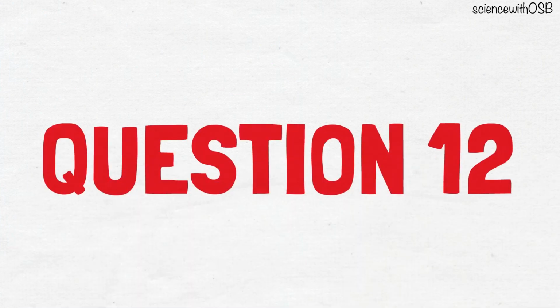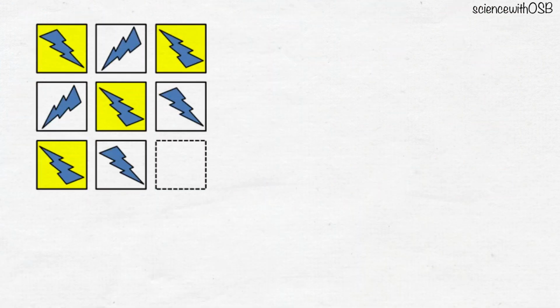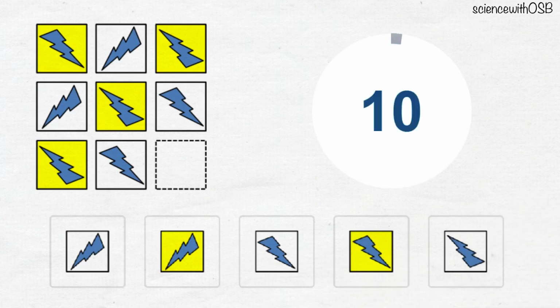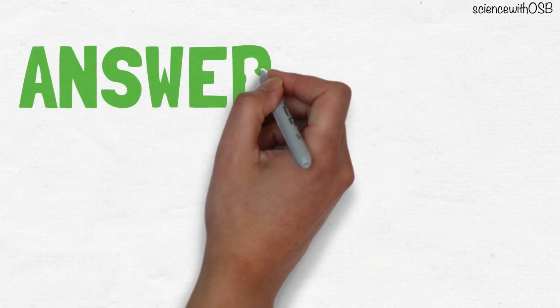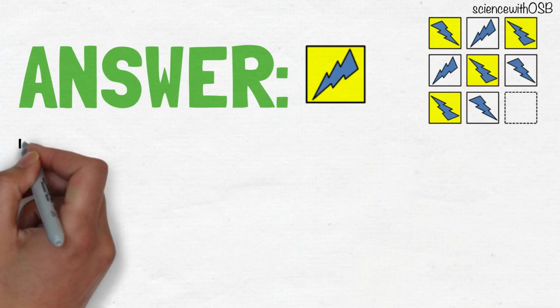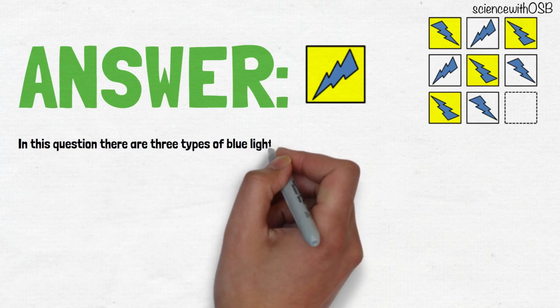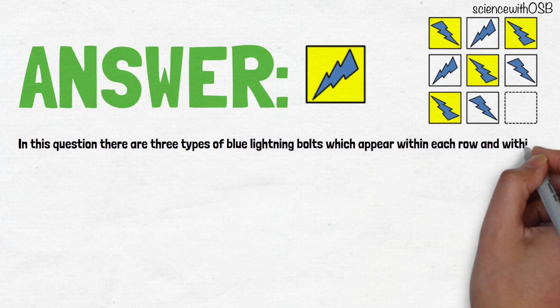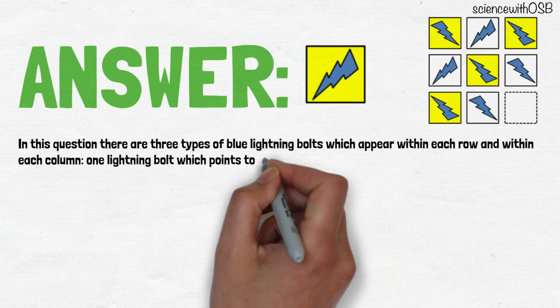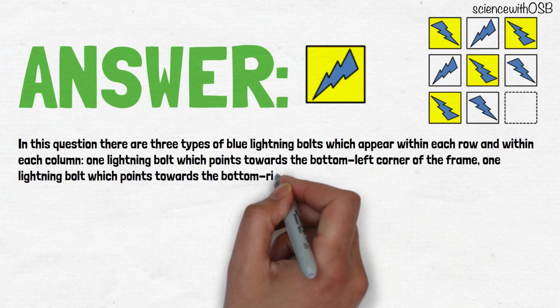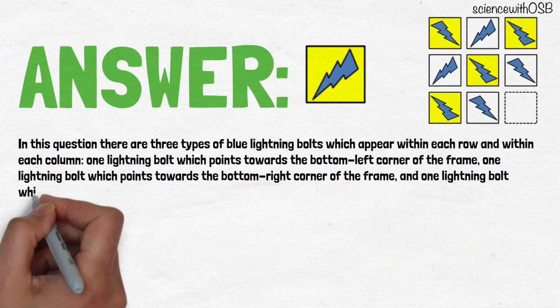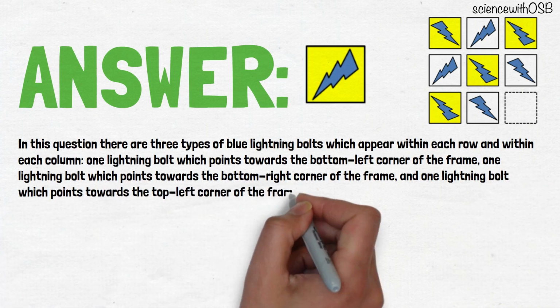Question number 12. Observe the matrix closely. The correct answer to this question is option 2. In this question, there are 3 types of blue lightning bolts which appear within each row and within each column. One lightning bolt points towards the bottom left corner of the frame, one points towards the bottom right corner of the frame, and one points towards the top left corner of the frame.